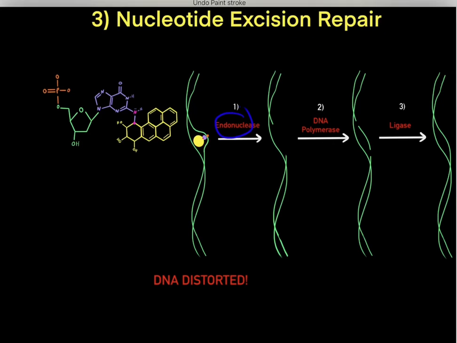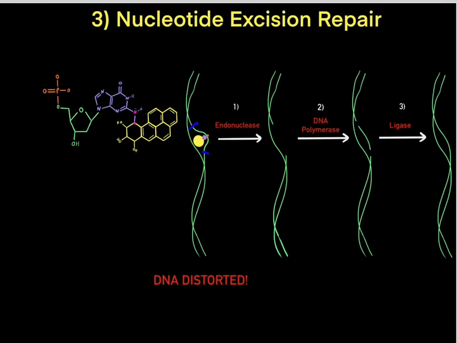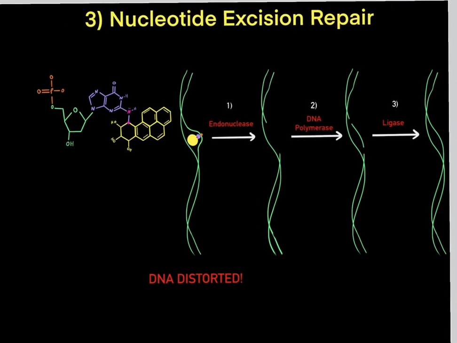And remember, the first step is the endonuclease nicks this phosphodiester backbone, breaking this covalent bond, which then lets us remove this entire stretch of DNA, creating this free open region. And now DNA polymerase can come along, adding the correct nucleobases, and then ligase can come along and ligate the covalent bond, fixing the DNA.